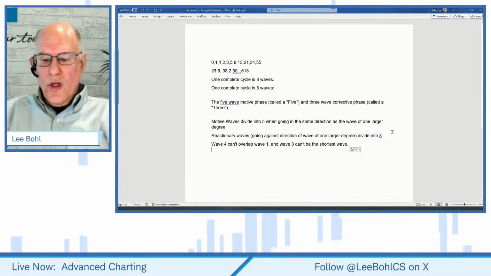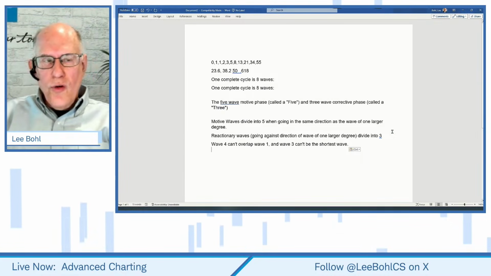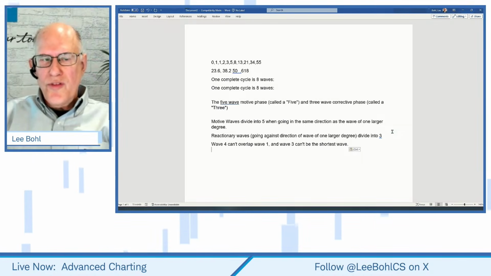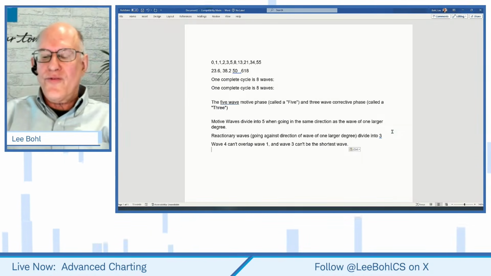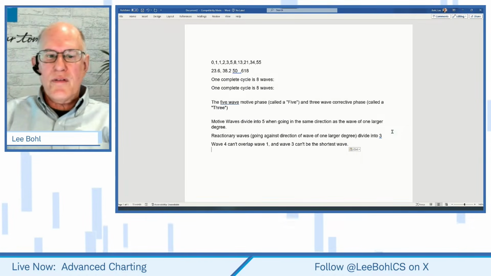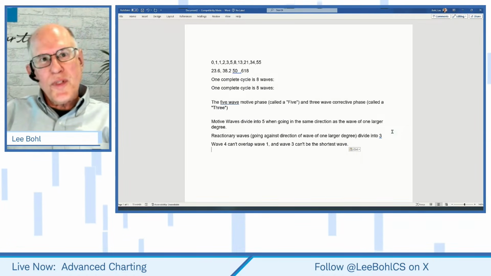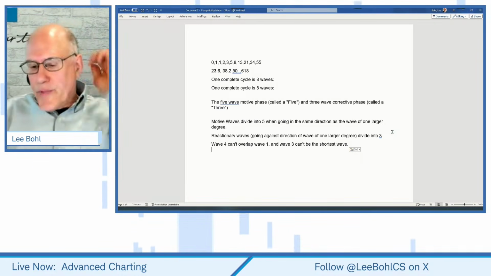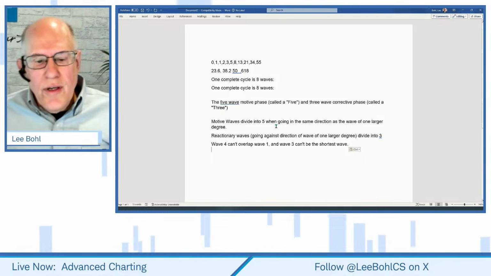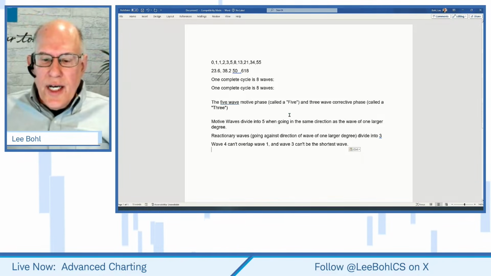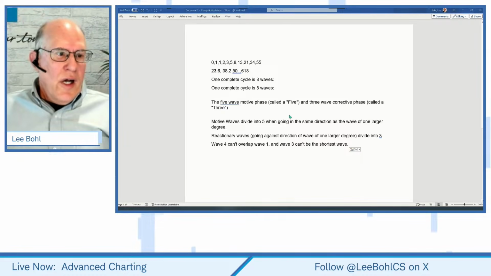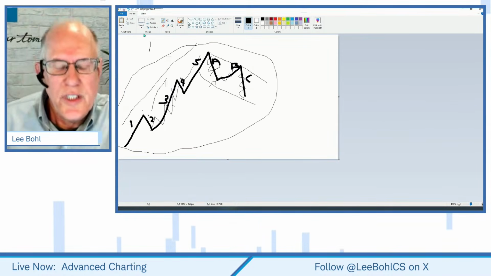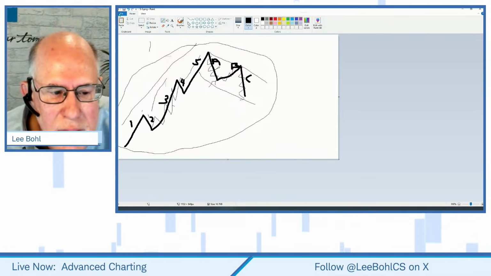The next one is wave 4 cannot overlap wave 1 in the motive sequence of 1, 3, and 5. Wave 3 typically, and there are a couple of exceptions, can't be the shortest wave. All right. So we're going to take a look now. I'm going to go back to my other drawing here, and I'm going to ask you a question. See if you are paying attention.